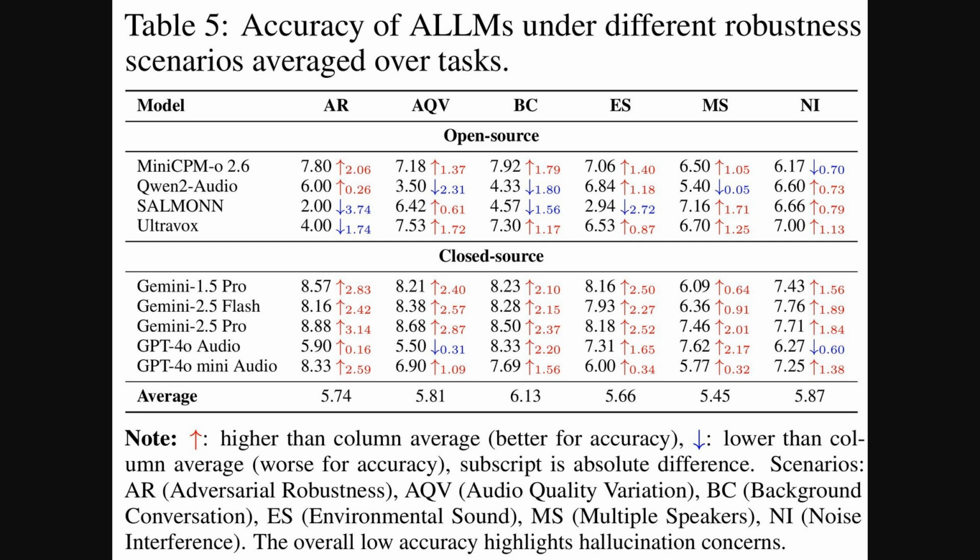And well, there's a clear performance gap. The leading closed-source models, like Gemini 2.5 Pro and Gemini 1.5 Pro, generally do much better across these tough scenarios. They're more consistent when faced with background noise, multiple speakers, or poor audio quality. Among the open-source models, Mini CPM-O 2.6 shows some notable robustness, but overall, the closed-source options seem more resilient.